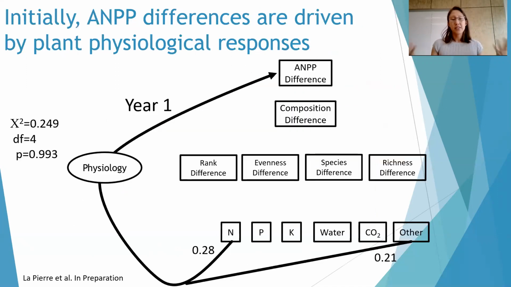Next, we can try to link this up to changes in ecosystem function. So here we're looking at the difference in productivity driven by various different global change drivers on the x-axis. And we're using a structural equation modeling approach.